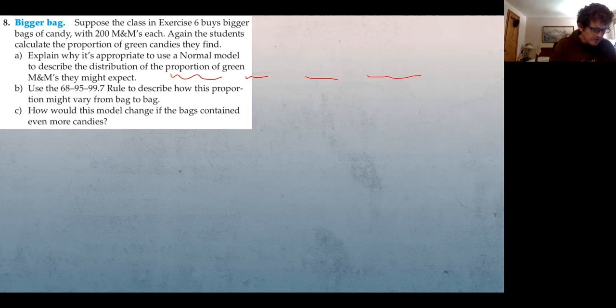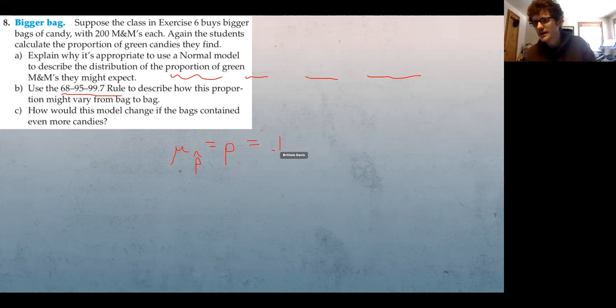Now the next question is use this rule, the empirical rule, or 68, 95, 99.7 rule, to show how the proportion might vary from bag to bag. So all this means is we essentially need to find the mean and the standard deviation. The mean for a sampling distribution of proportions is going to be the same as the population proportion, which is 0.1. That's what the manufacturer claims. In this case, we're going to say it's true.